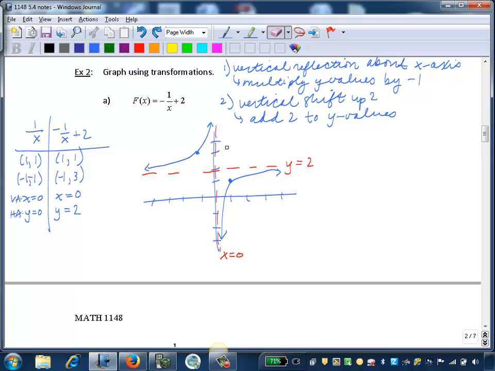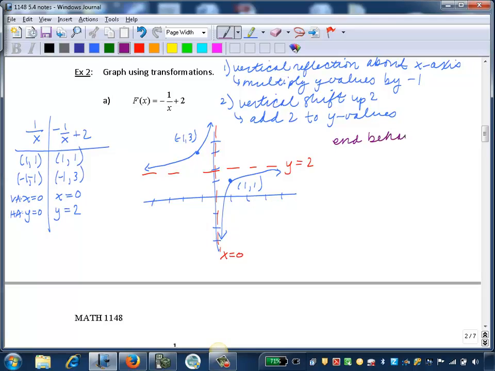And as always, we'll label our points here. So we have (negative 1, 3) and (1, 1). And again, we want to make sure that those asymptotes are labeled. Now let's just practice writing out some end behavior and behavior of the function around the asymptote.